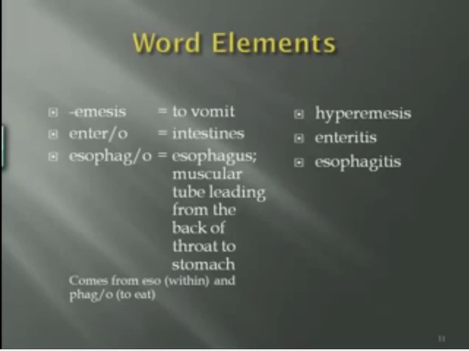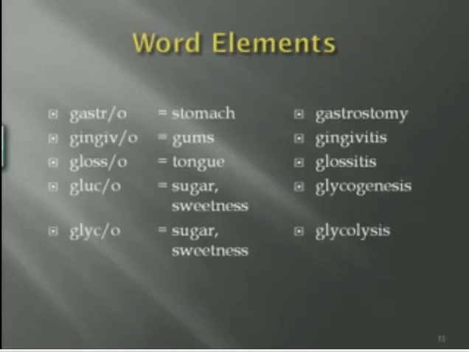Esophago, the esophagus, the muscular tube from the back of the throat to the stomach, so esophagitis. Gastro, you know, is stomach. Gingivo, gum, so everybody's heard of gingivitis. Glosso is one word for tongue, so glossitis, inflammation of the tongue. Gluco, glyco, we've had those from chapter 1.